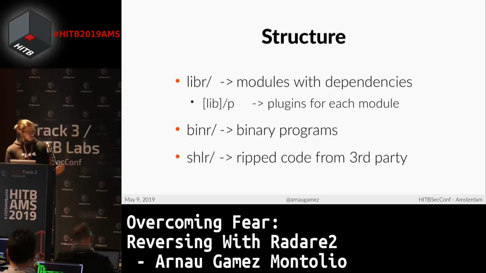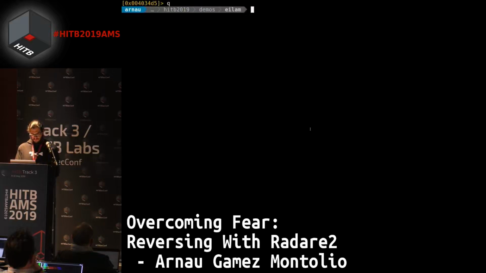capabilities. And this is the basic structure, the actual structure when you clone the Radare2 repository. This is the libr folder where you have the modules with dependencies. Then inside each library folder, you have the p folder where you have the plugins, the core plugins for each module. Then we have the binr folder for the binary programs, and the shared SHLR, which is code from third parties. This is code that is used to perform some of the things, for example, to mount some partitions. The code being used is from the GRUB bootloader, slightly modified, but that's it. I can show you really quickly.